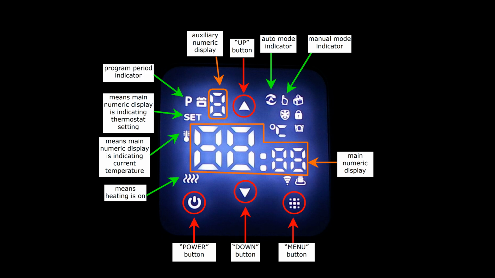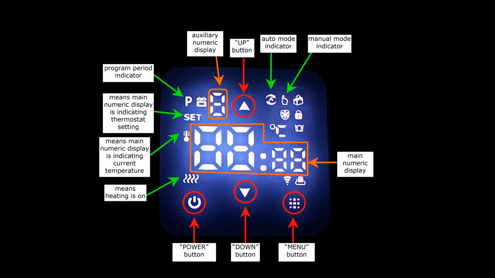This icon that looks like a letter P indicates the current program period. Now the radiator can be programmed so that it has up to 6 separate periods during the day, each of which can be programmed to have a different start time and stop time, and each of which can be programmed to have a different target temperature, a different thermostat setting for each of the defined 6 periods during the day.